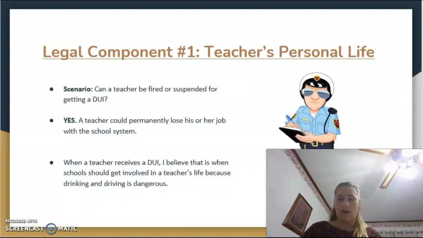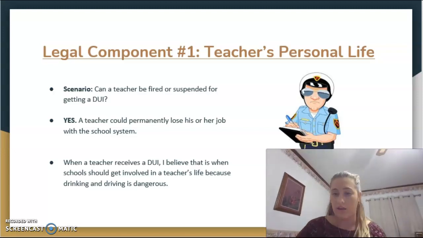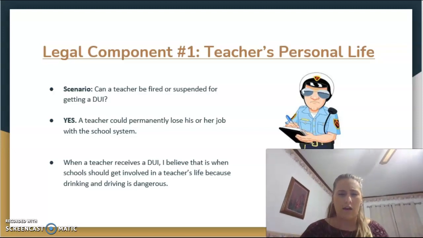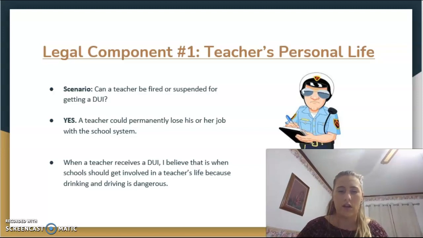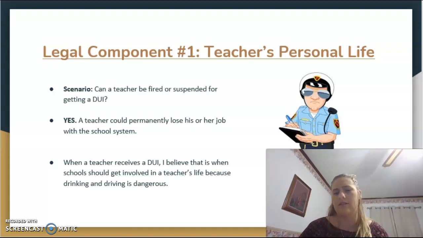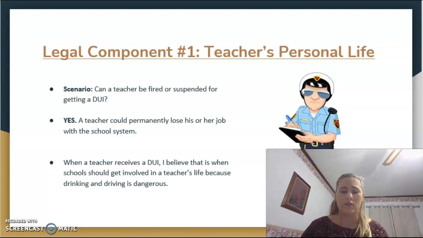Here's a scenario I came up with. Can a teacher be fired or suspended for getting a DUI? Absolutely. A teacher could permanently lose his or her job with the school system. When a teacher receives a DUI, I believe that's when the school should get involved in the teacher's life because drinking and driving is extremely dangerous.